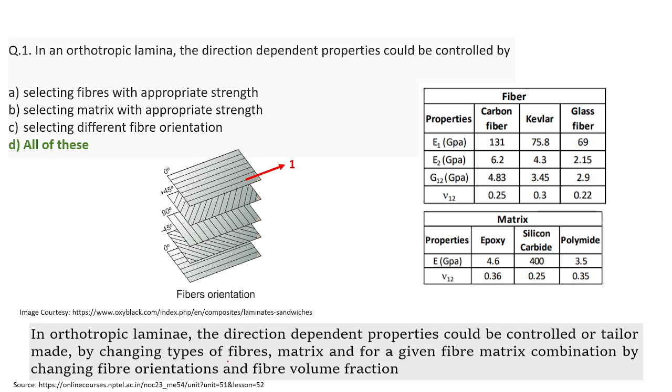And the third is selecting different fiber orientation. Depending on the global axis and the principal axis, the angle in which the fibers are aligned in the lamina affects their properties in that direction. So overall, in an orthotropic lamina, the direction dependent properties could be controlled by selecting a proper fiber and matrix and also the orientation of fiber. As sir taught in the class, the directional properties could be controlled or tailor made by changing types of fiber and matrix, and for a given fiber matrix combination, it can be further changed by changing the fiber orientation and also the fiber volume fraction.